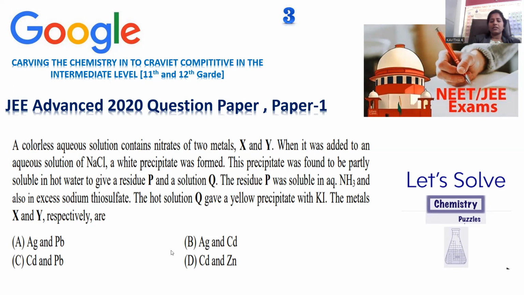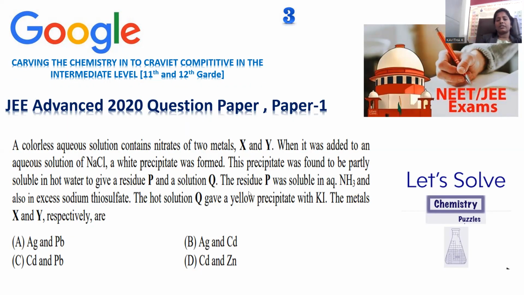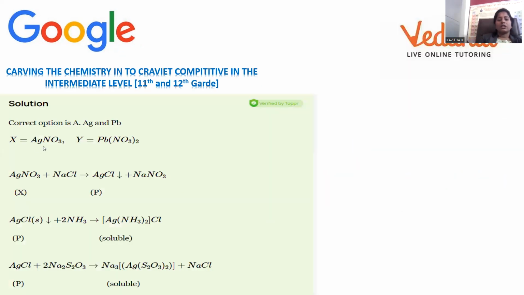Let's see how we can answer this. So here silver and lead will be the correct answer. The first, unknown compound will be silver nitrate. They said nitrates of X and Y metals, no? So silver nitrate is one metal nitrate, lead nitrate is another. When silver nitrate is added to sodium chloride, what precipitate is formed? White in color. Silver chloride will be formed, and sodium nitrate remains in the aqueous solution.